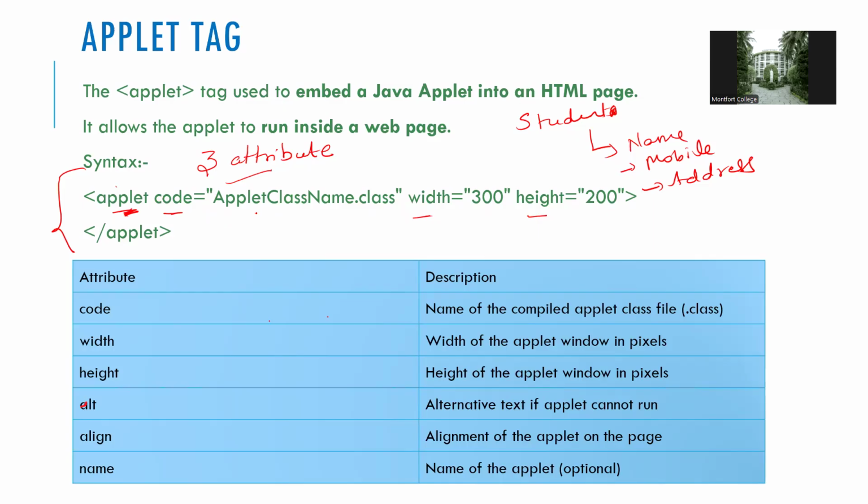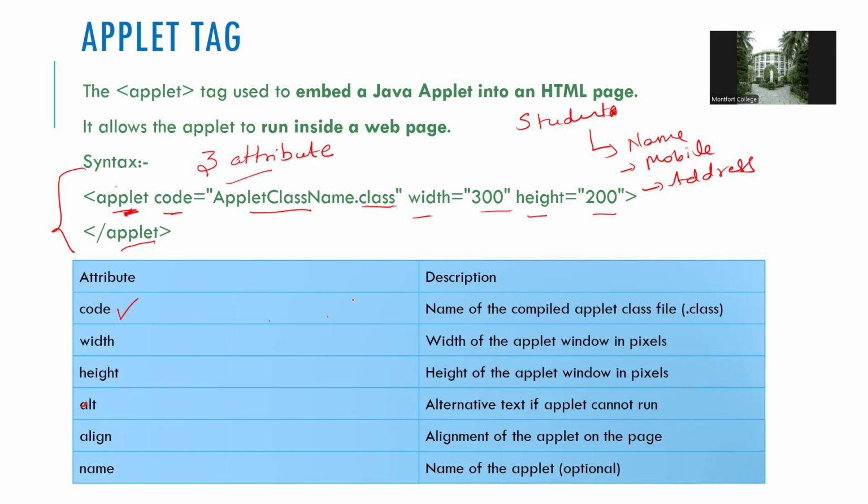First one is code, that is the program name, followed by the dot class extension. Width is equal to 300, height is equal to 300 or 200, your choice. Then we have to close the applet tag. Okay, so here some of the items are given. See, this unit is very simple one. Rather than covering other things, you cover this first.